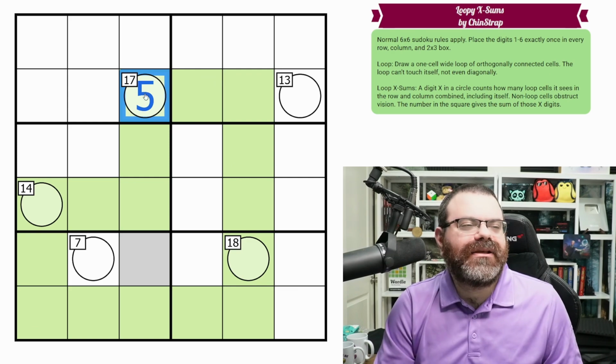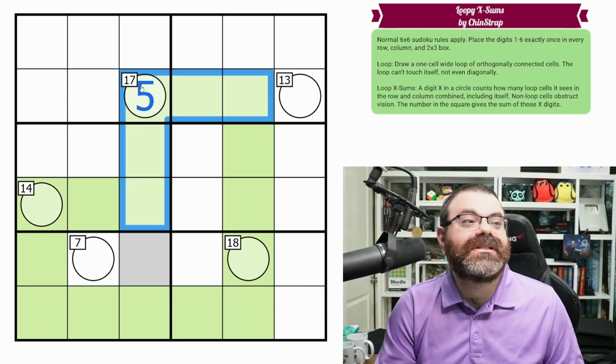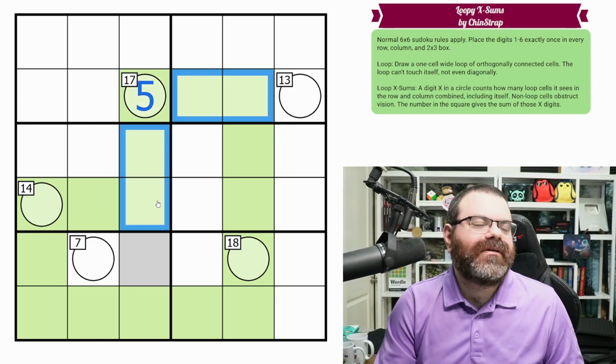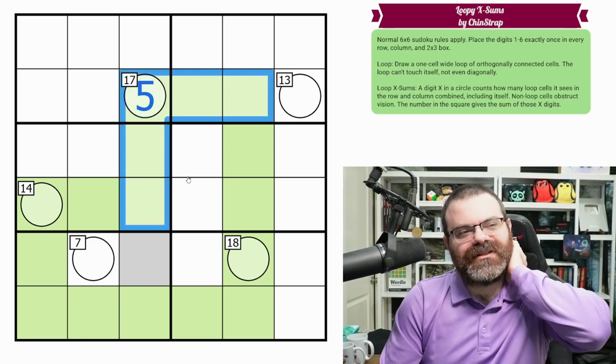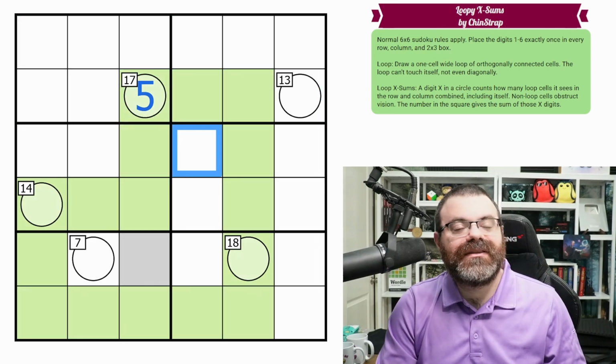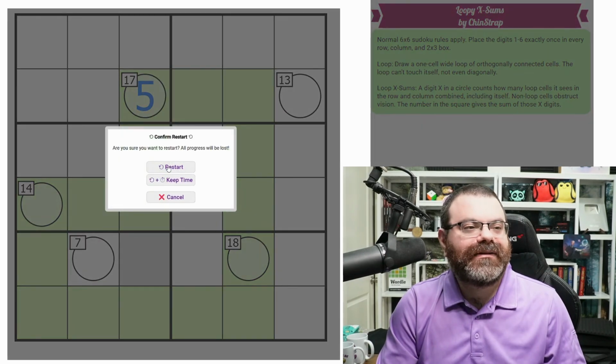In addition to that, including the circle itself, these 5 digits would sum to the clue, would sum to 17. So including this 5, all of these cells would sum to 17. And that's it. Those are the rules. There is a link in the description if you'd like to try the puzzle yourself. And I'm going to get started right now.